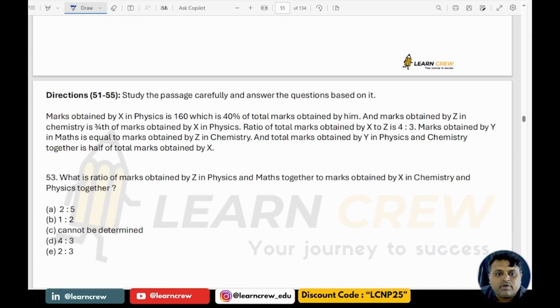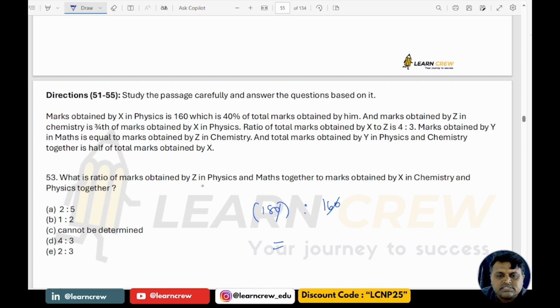Next, what is the ratio of marks obtained by Z in physics and maths together to the marks obtained by X in chemistry and physics together? Z in physics and maths together is 180. X in chemistry and physics together, it is 160. So how much are you going to get? 2 9s are 18, 2 8s are 16. So the answer is 9:8. Am I correct? The answer is 9:8.